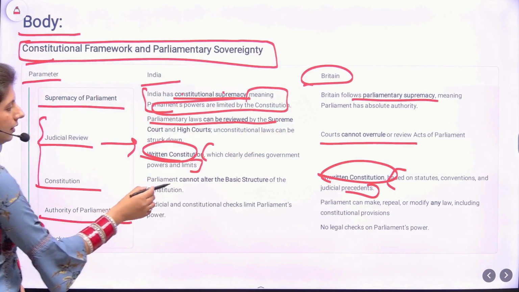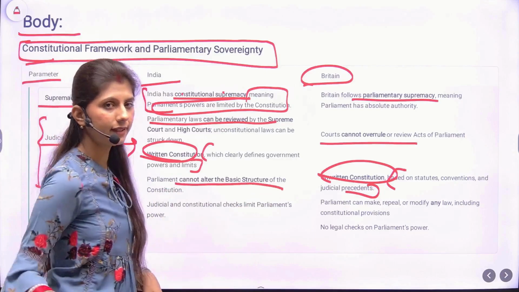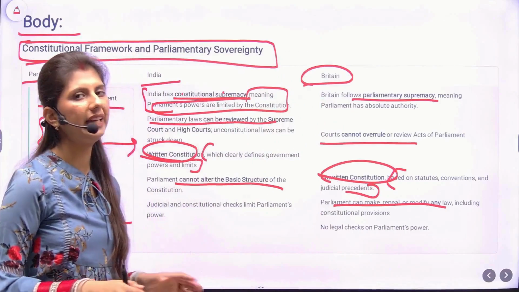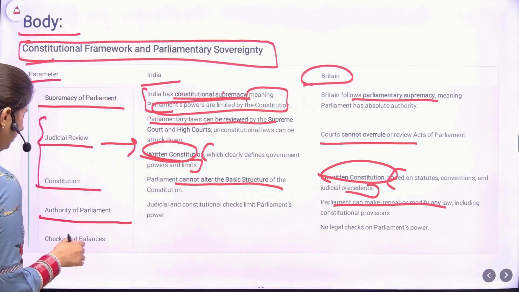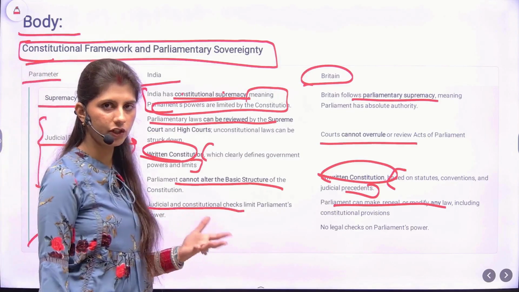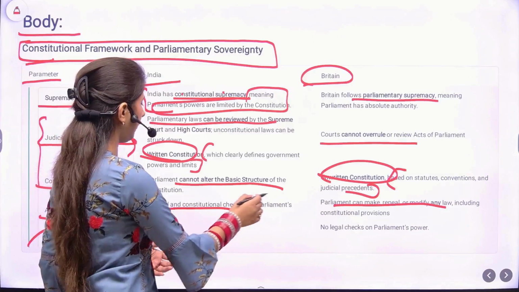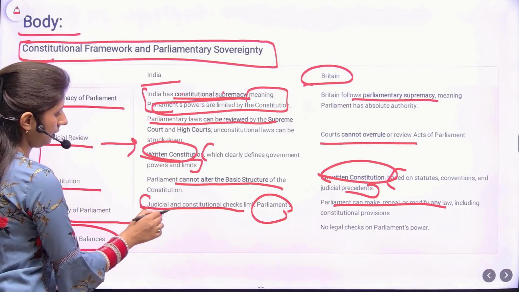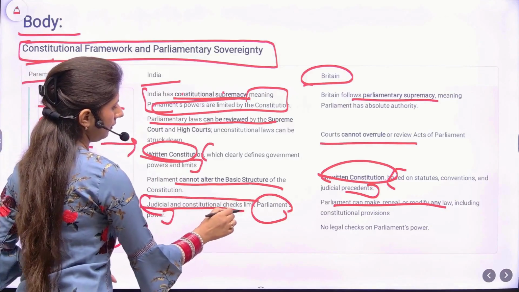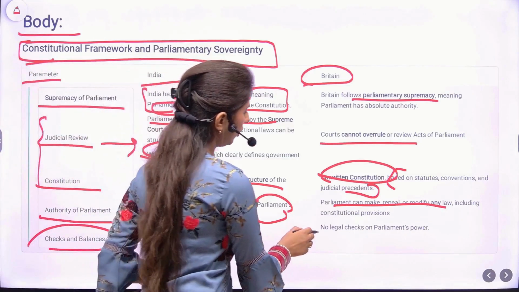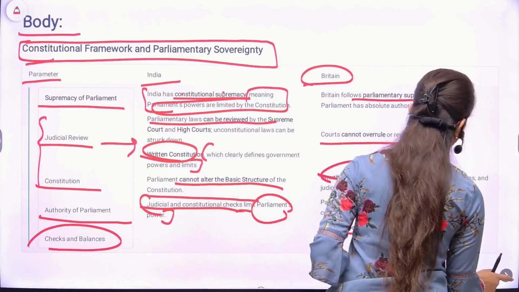Authority of the parliament: it cannot alter the basic structure in India, while in Britain it can make, amend, repeal, modify any part of the constitution. The system of checks and balances: in India, judicial and constitutional checks are present to limit the power of the parliament. So see how concisely we have kept this point. We have mentioned all the key terms, yet the word count is low. In Britain, no legal checks on the parliament's power.